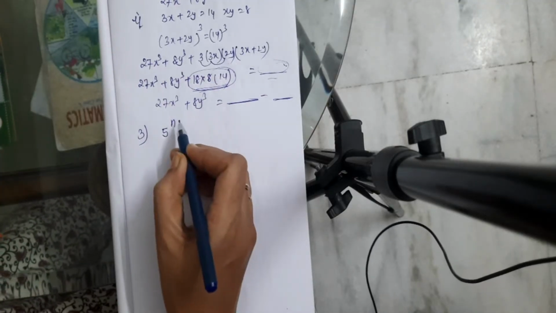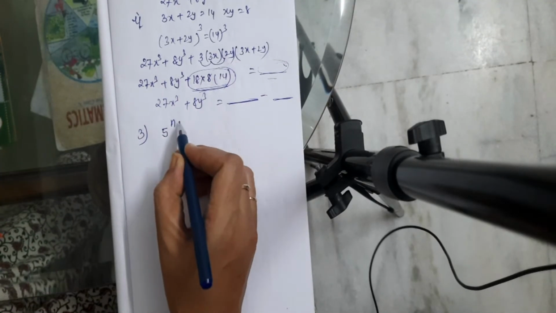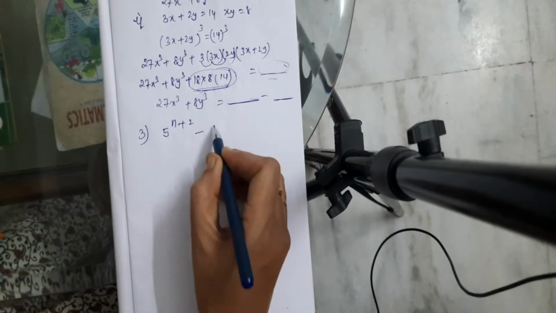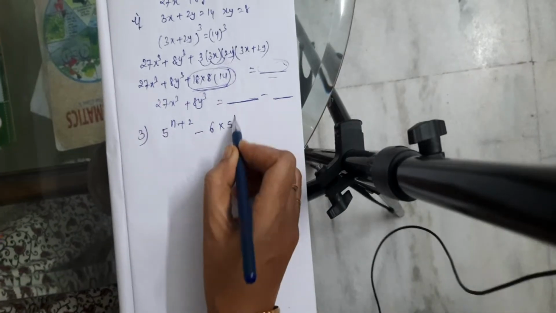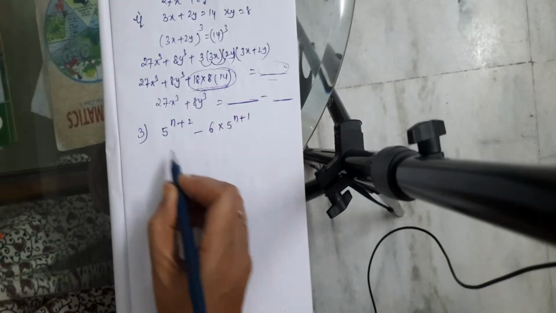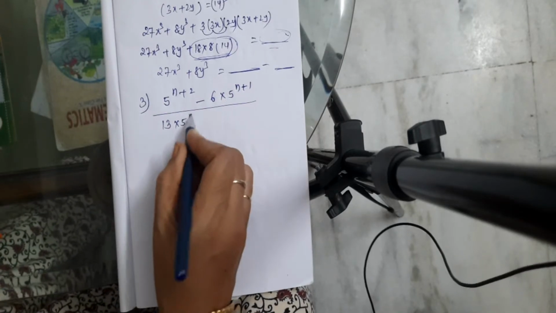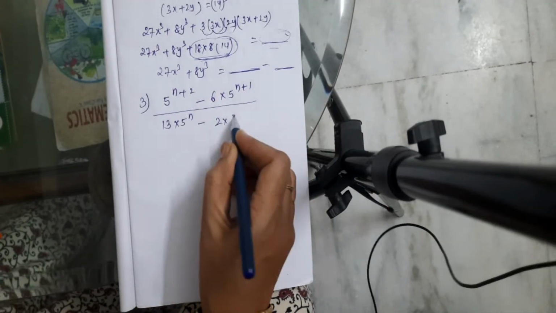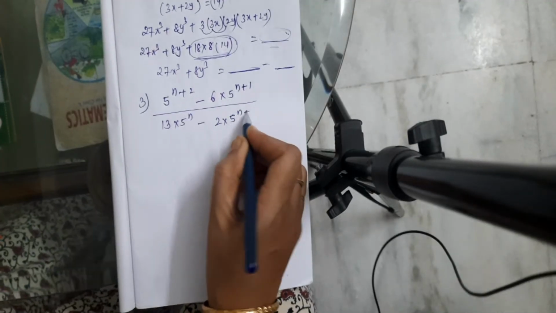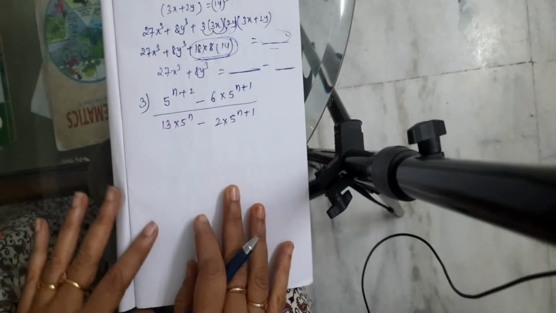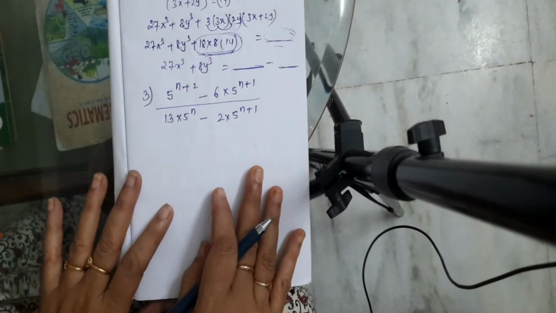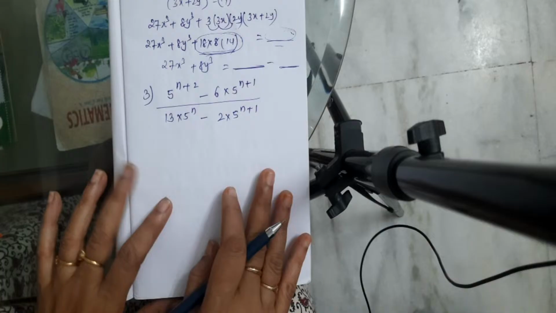5 raised to n plus 2 minus 6 multiplied by 5 raised to n plus 1, whole divided by 13 multiplied by 5 raised to n minus 2 multiplied by 5 raised to n plus 1. So this is also one of the important questions. How are we going to solve this?